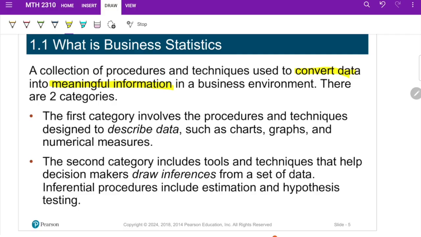We have 2 branches of business statistics. The first one we call descriptive statistics. The other one we call inferential statistics. For the first category, we're going to spend chapters 1 through 3, then we're going to cross the bridge using 3 chapters, chapters 4, 5, 6. Then we're going to come to the conclusion, which is inferential statistics.